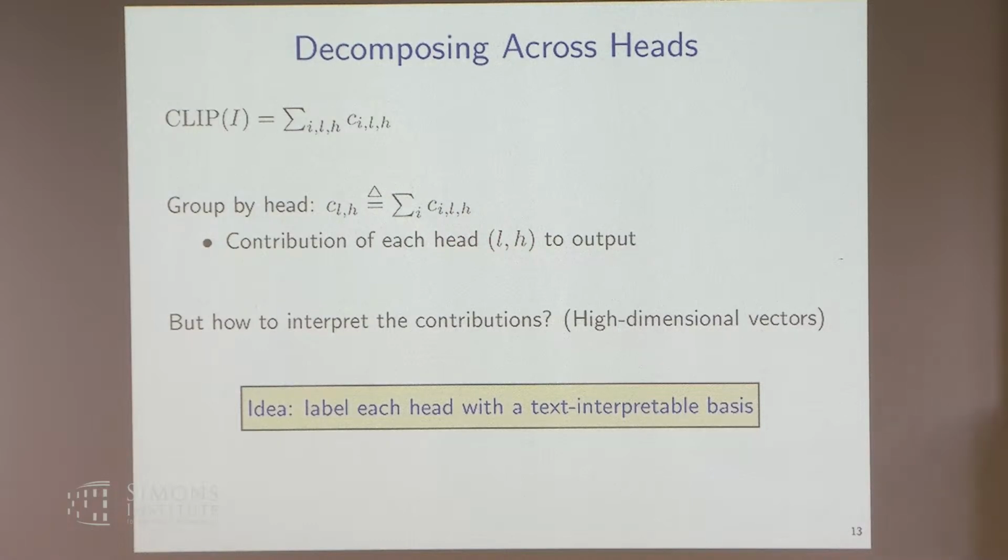But now how do I interpret these contributions? They're these random high-dimensional vectors. I could do the same thing where I ask how much did this head contribute to it being an image of a sheep. But probably almost all of the heads are not going to contribute at all, and maybe one or two of them will matter. And this is going to be much less meaningful than this patch decomposition from before.